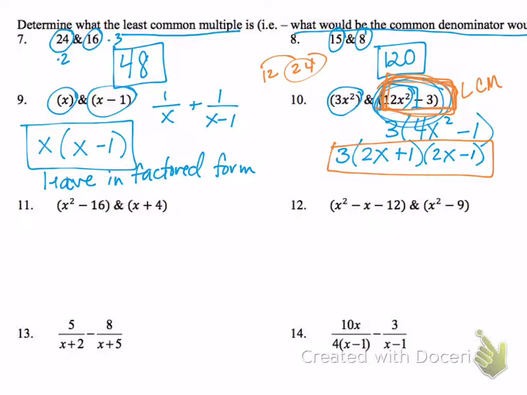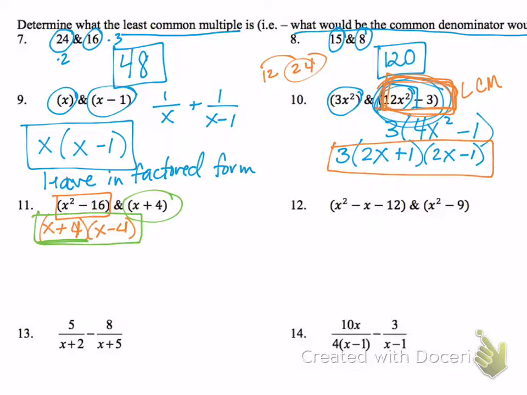All right, look at number 11. What can I do with this x squared minus 16? As a difference of squares, it becomes x plus 4 and x minus 4. And then on the right I have x plus 4. So since that x plus 4 is contained on the left, then this becomes my least common multiple. Since one is contained in the other, x plus 4, x minus 4 is my least common multiple.